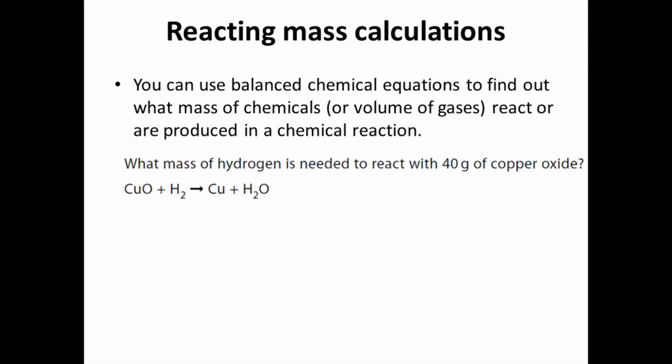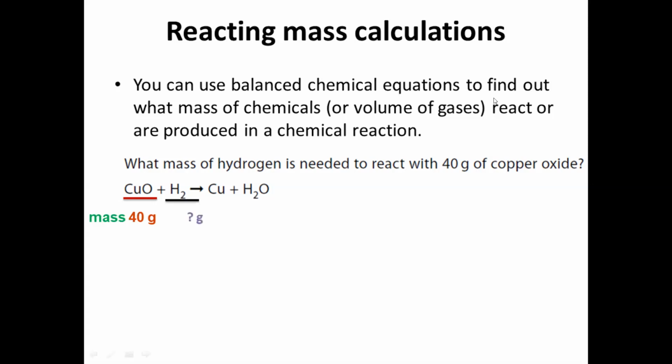So what mass of hydrogen is needed to react with 40 grams of copper oxide? How would you go about that? Okay, so first of all, this is the method that I suggest so that mistakes are avoided. You need a balanced equation, and you're starting from the balanced equation. You're going to lay out what you already know and what you need to find out. So it says what mass of hydrogen is needed to react with 40 grams of copper oxide. So these are the two things that we're told. 40 grams of copper oxide, that is my mass, and hydrogen mass is what we need to work out.